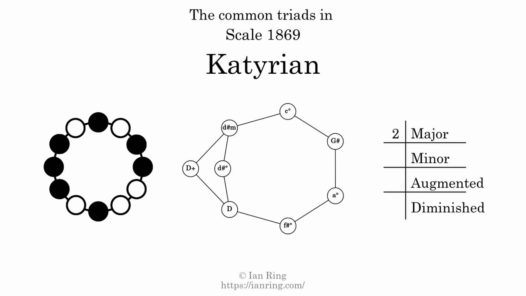There are 2 major triads. There is 1 minor triad. There is 1 augmented triad. There are 4 diminished triads. Here is a Hamiltonian path of parsimonious voice leading that uses all the triads.